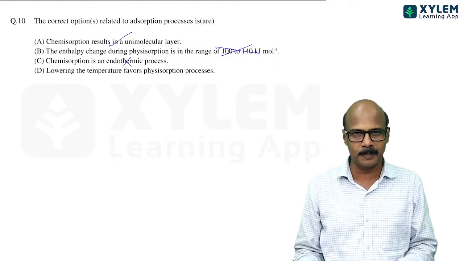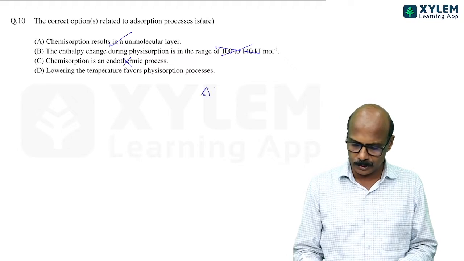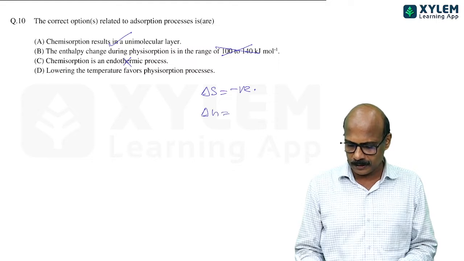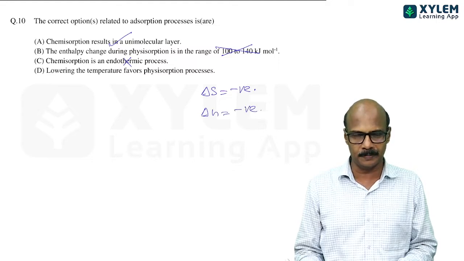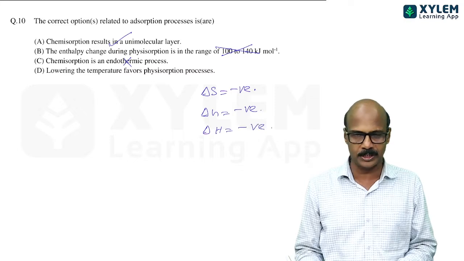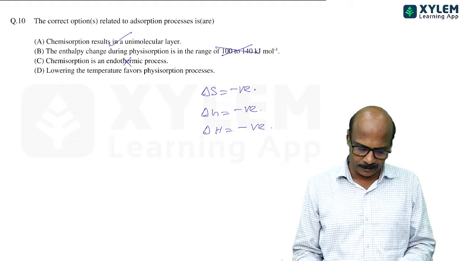Chemisorption is exothermic. Adsorption should necessarily be exothermic because during adsorption, delta S is negative. In order for a process to occur, delta G value should be negative. To get delta G value negative, delta H should be large negative. So the adsorption process should necessarily be exothermic.